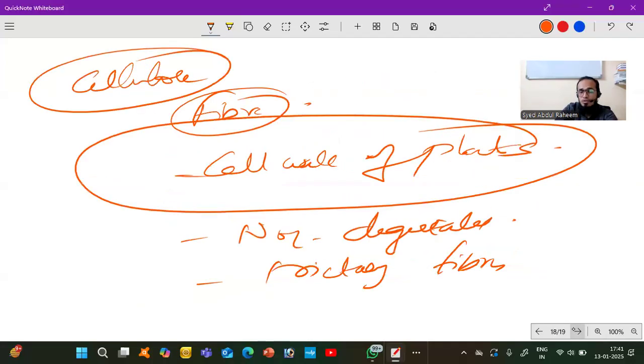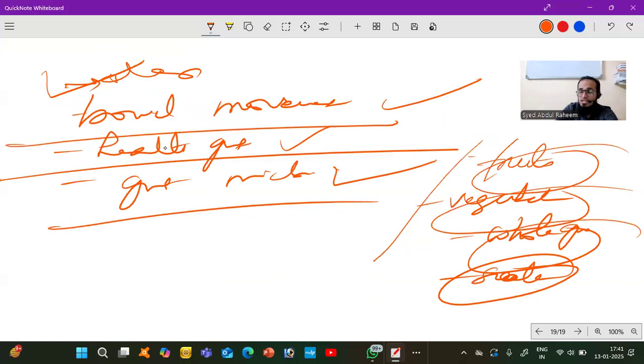And the third one is cellulose. Cellulose is a fiber, a dietary fiber. It is the cell wall of plants. It is a non-digestible dietary fiber. It is required for digestion, for bowel movement, and for a healthy gut and gut microbes, and it is present in fruits, vegetables, whole grains, and seeds. So this is all about the three things.